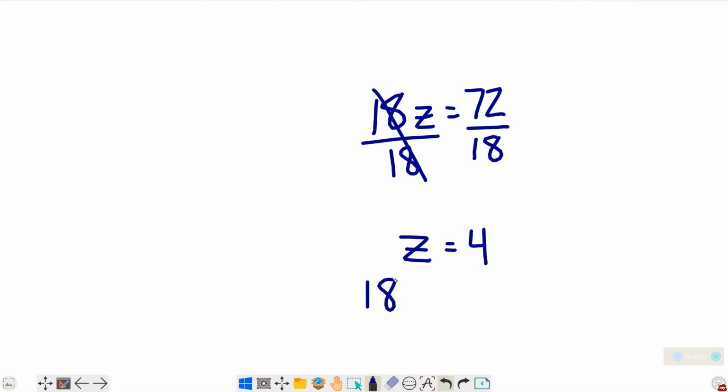Checking our work, 18 times 4, is that 72? Yes, it is. So z must be 4. 4 makes the number sentence true.